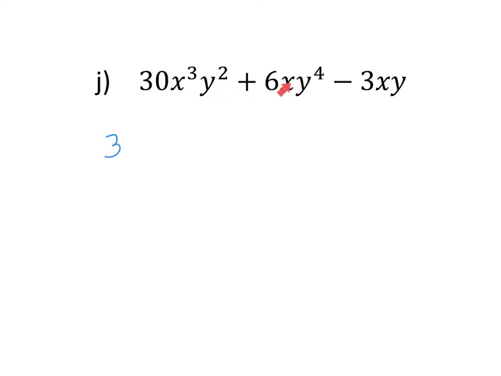I have x to the third, x, and x. Pull out the smallest, which is x. And with the y's, I have y squared, y to the fourth, and y. Pull out your smallest, which is y.